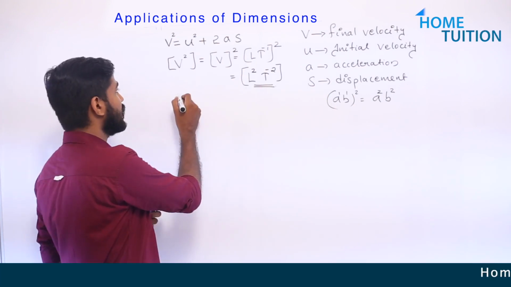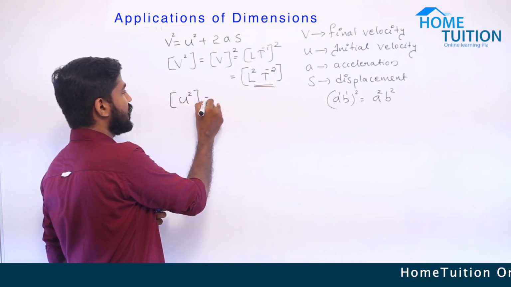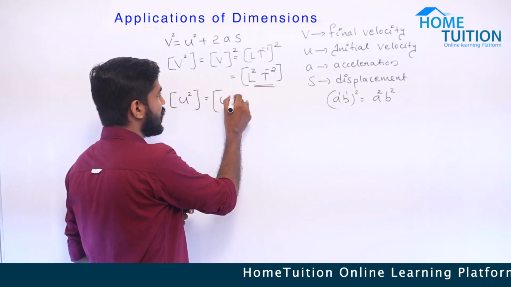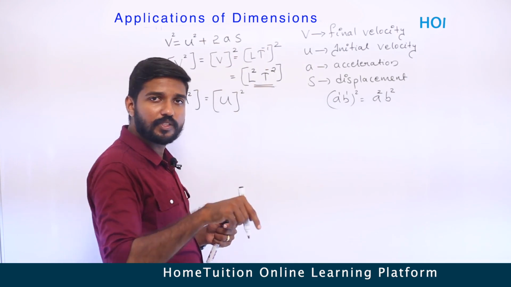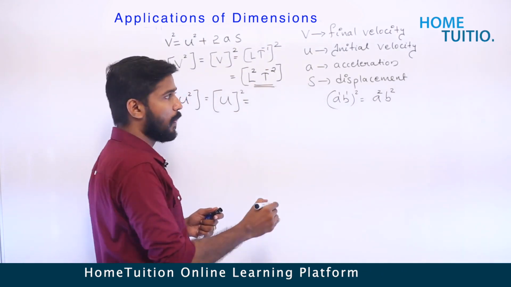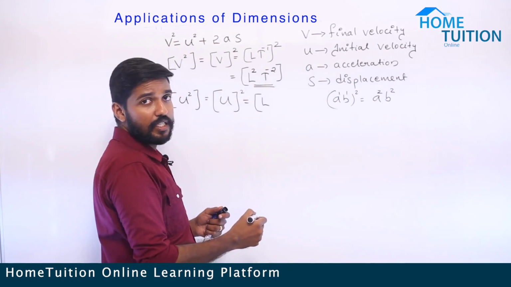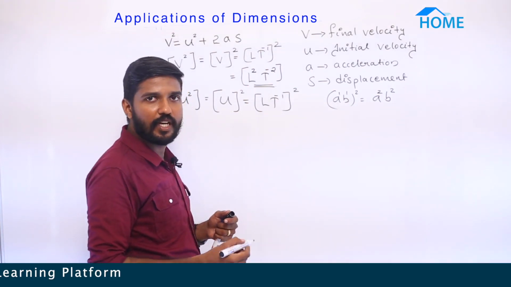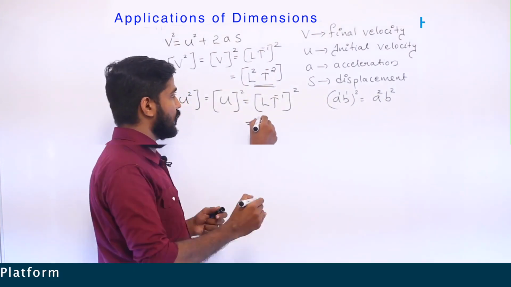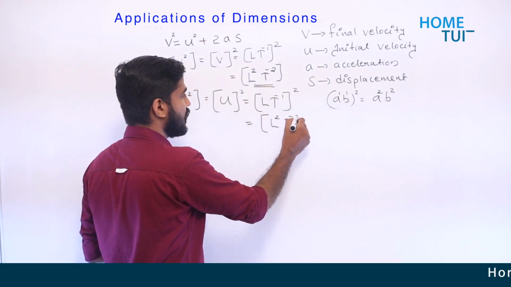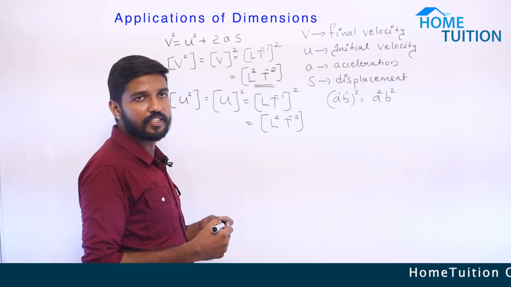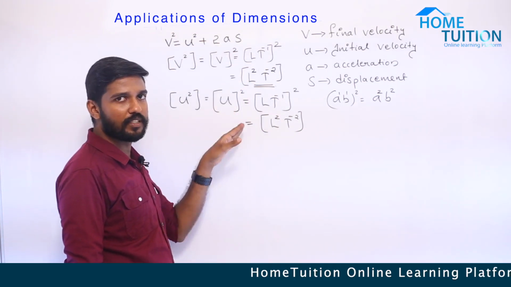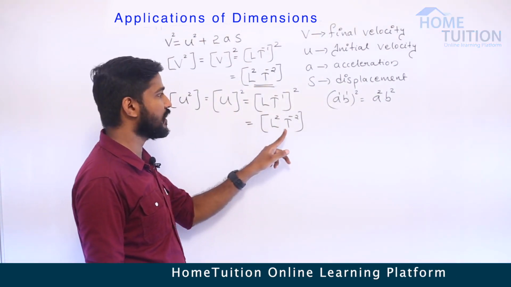Next, what is the dimension of u square? Dimension of u square equal to dimension of u the whole square, equal to L t raised to minus 1 the whole square, equal to L square t raised to minus 2. Again the same process, same concept, nothing else. So again L square t raised to minus 2.